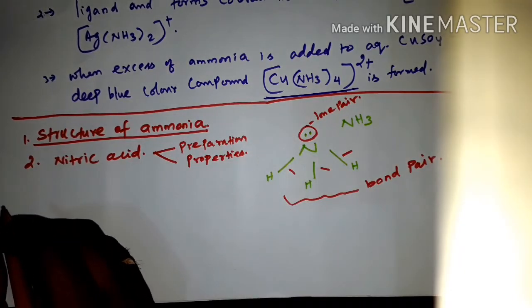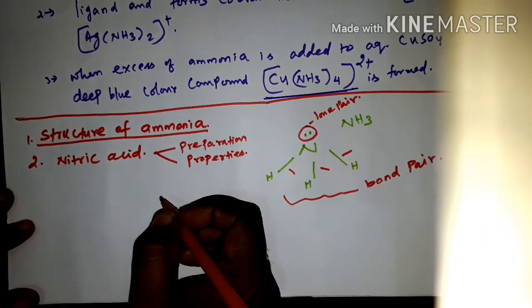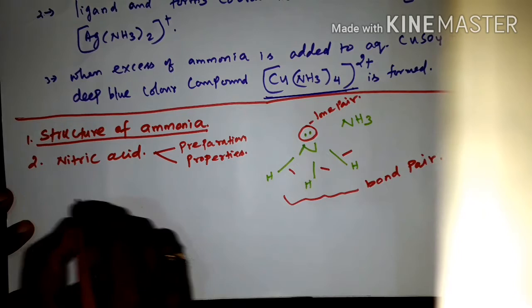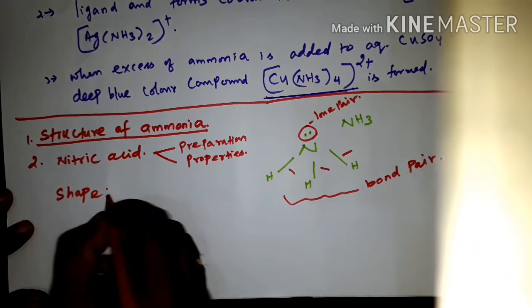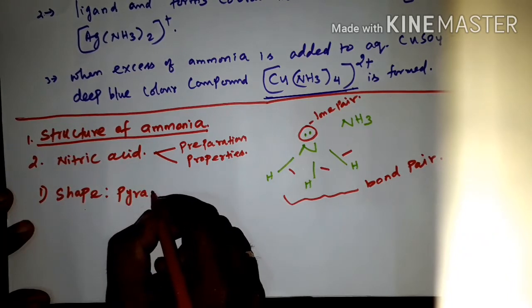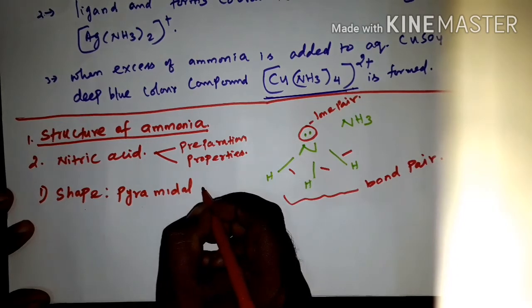So the shape of the ammonia molecule is pyramidal shape. First point, the shape of ammonia is pyramidal shape. Okay.